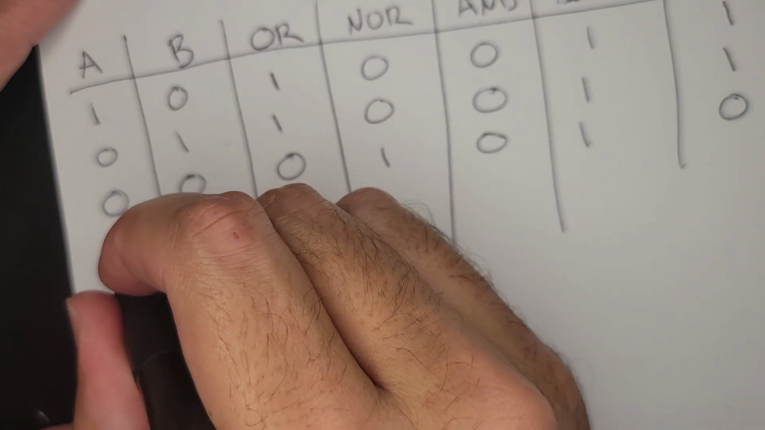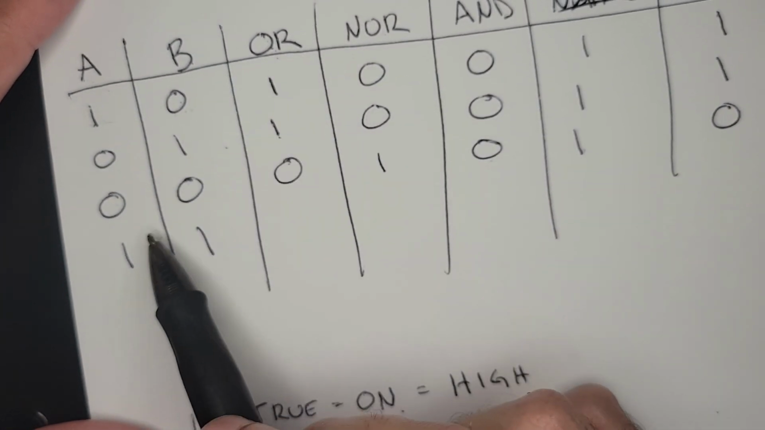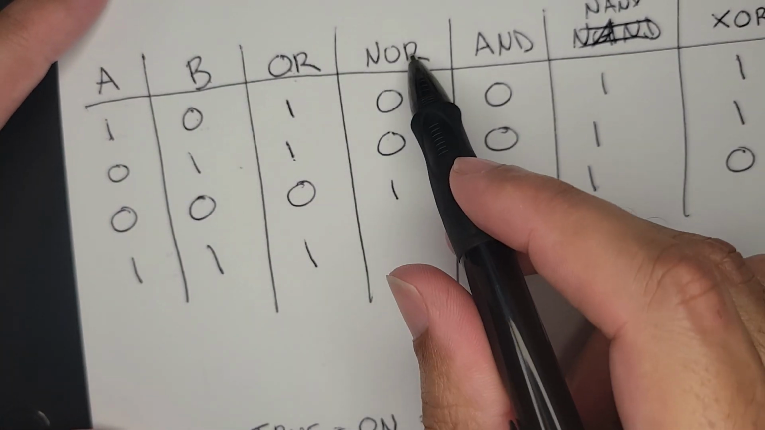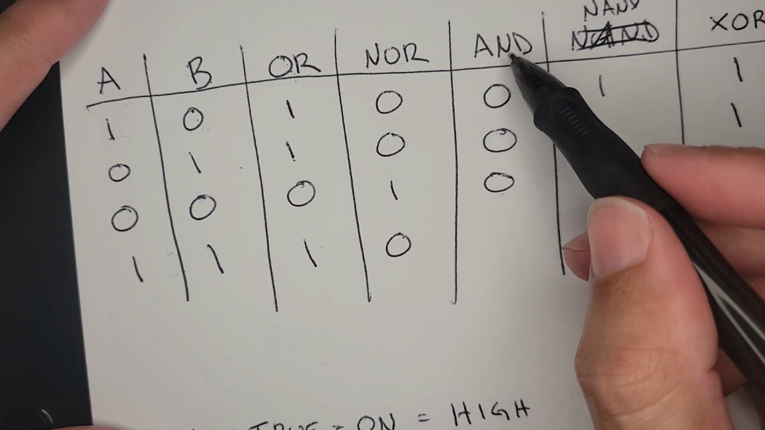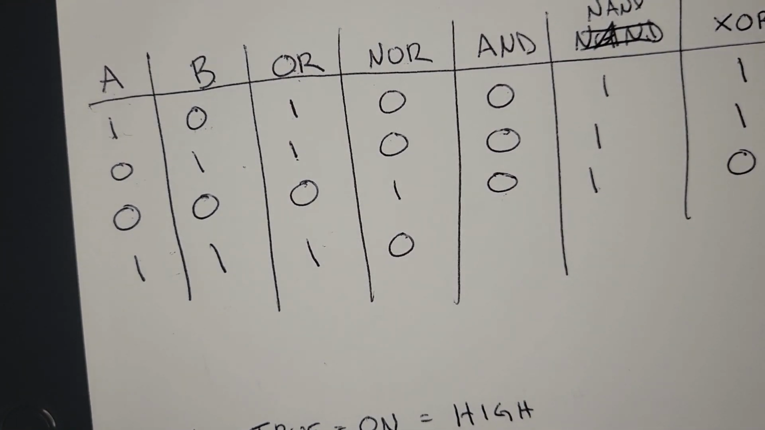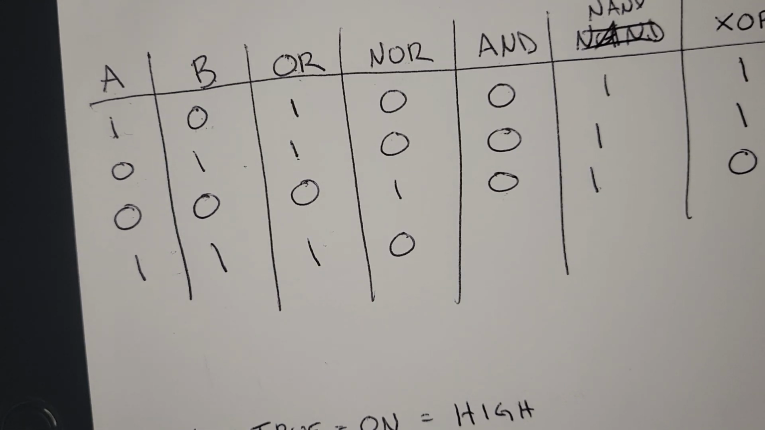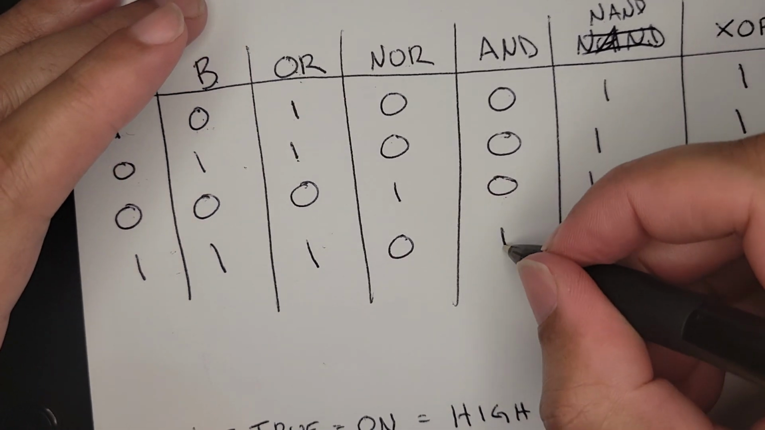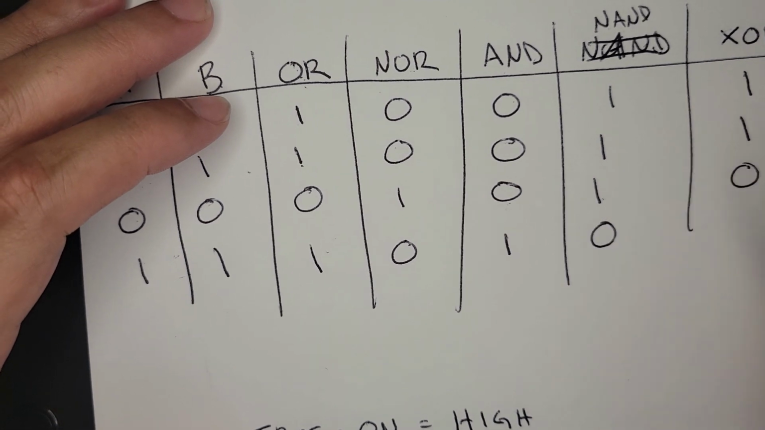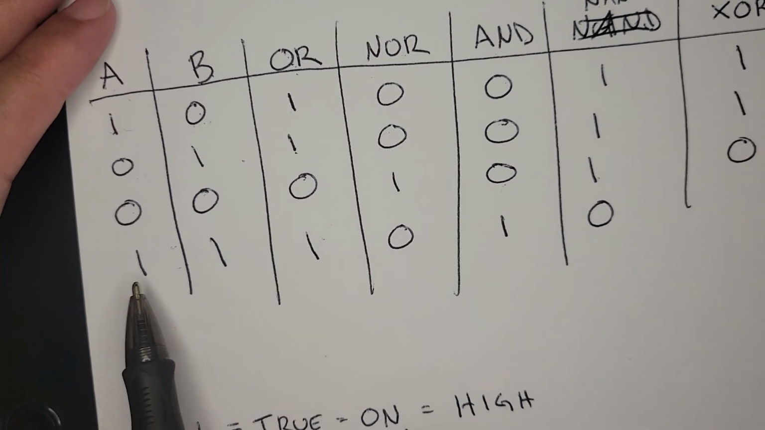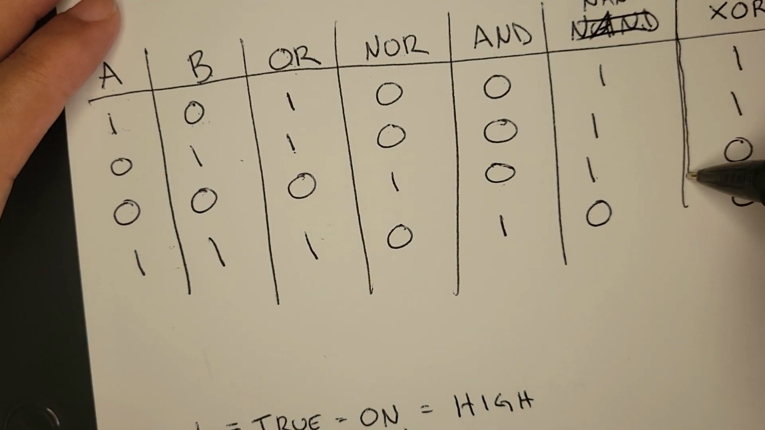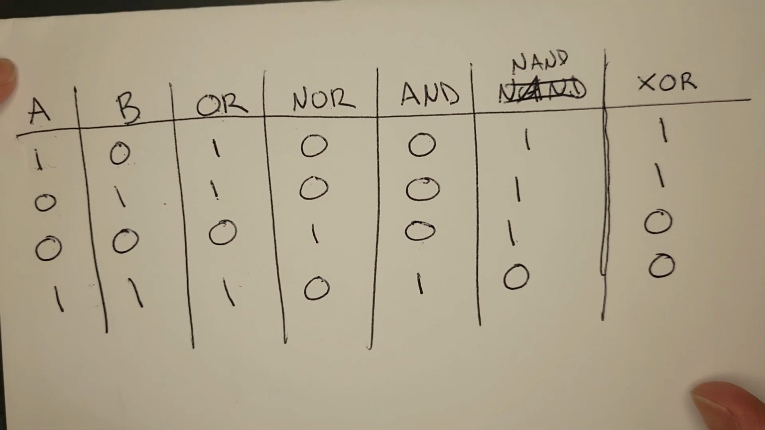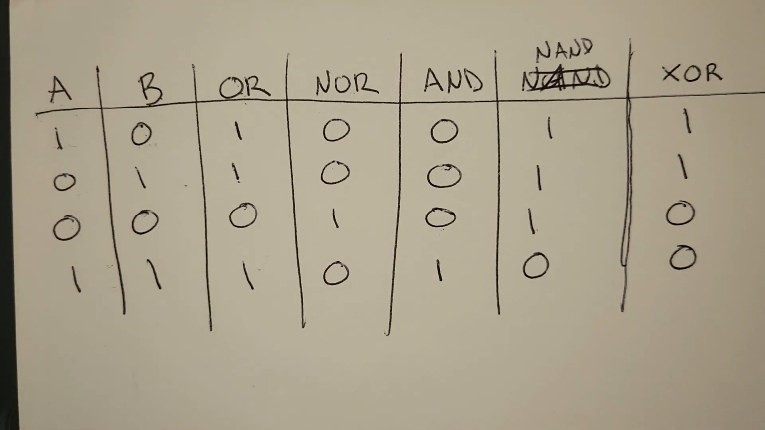And then if they're both on, right? Is one of them on? Yes. NOR turns to 0. The AND gate, are they both on in this case? Yes. NAND flips to 0. And exclusive OR, are they different? No, they're not different. So we get a 0. So that's pretty much the logic gates and how they work.